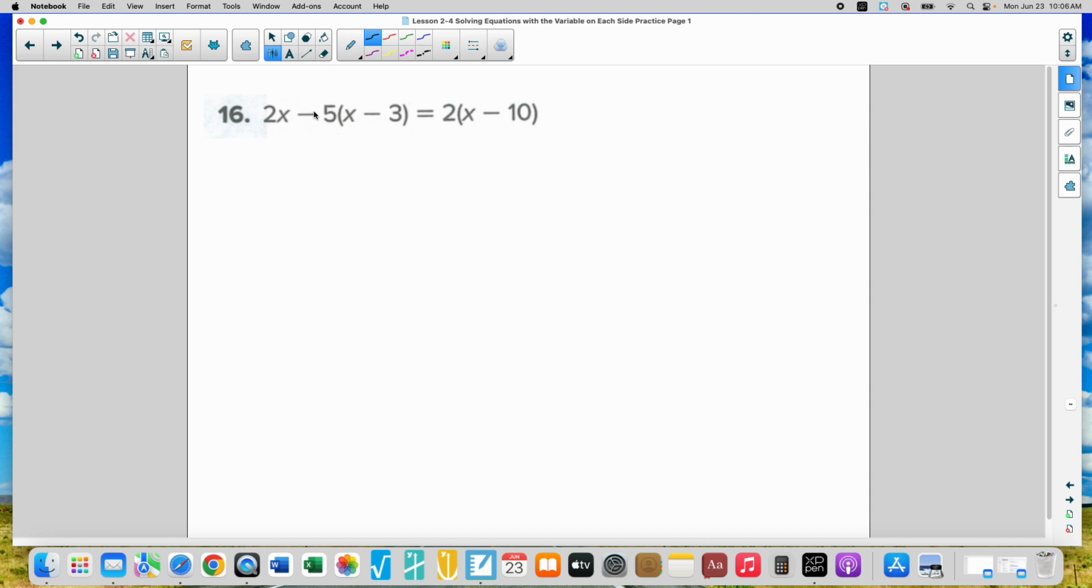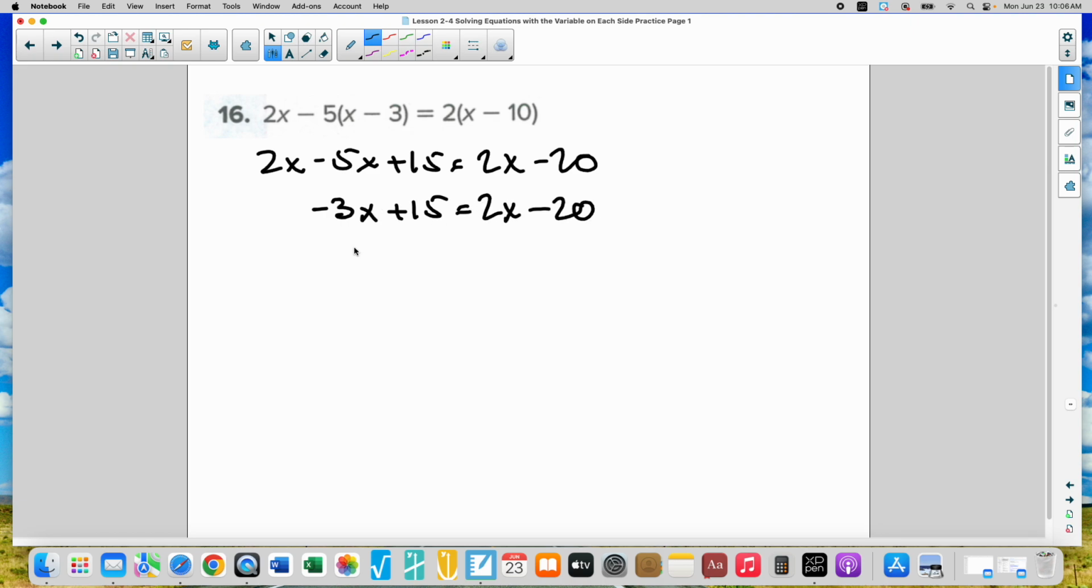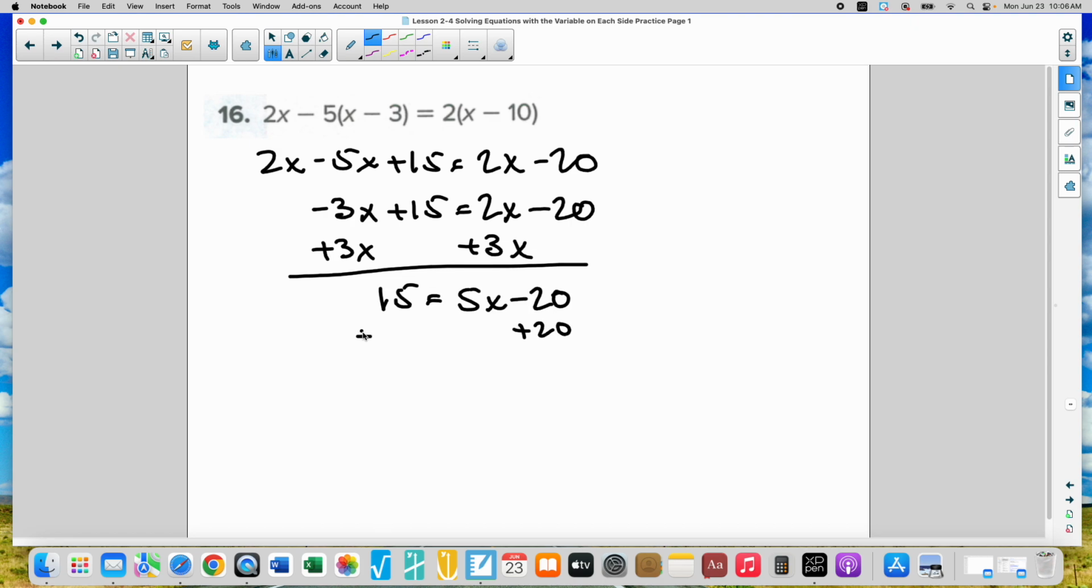We again are going to distribute a negative 5. So 2x minus 5x plus 15 equals 2x minus 20. Let's simplify. Negative 3x plus 15 equals 2x minus 20. Let's add the 3x. 15 equals 5x minus 20. Add 20. You get 35 equals 5x. Divide by 5. 7 equals x.